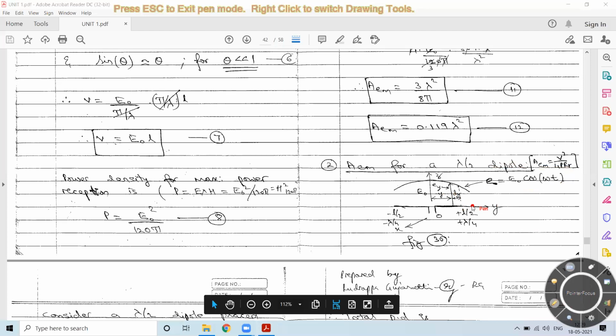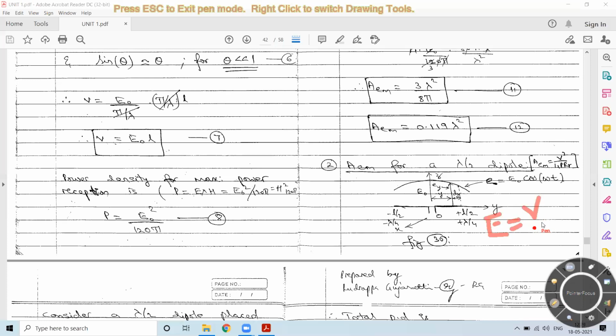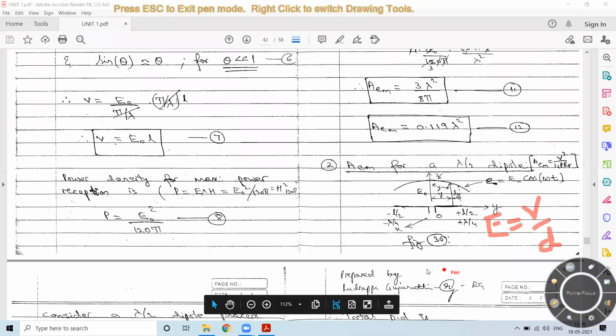Now what we do is we make use of the equation that electric field is given by V divided by the length or the distance parameter. Therefore this potential V can be obtained by multiplying the electric field with the distance parameter. If I utilize this equation, I'll be able to obtain the potential across this dipole, which is the lambda by 2 dipole.